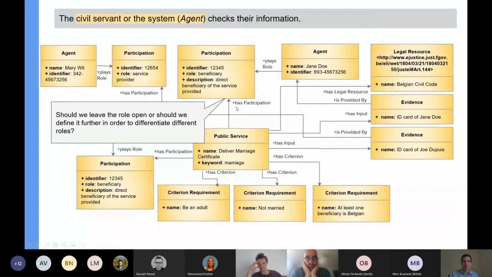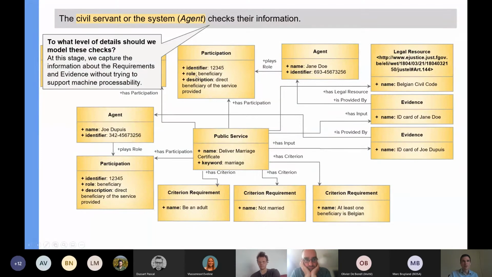We answered that question about the role. Here, one question we have is actually, to what level of detail should we model those checks? The fact that a machine can do it, or the fact that it's a human doing it? Looking at the evidence provided, looking at the information, and comparing it with the actual requirements. For example, if the law changes to 16 years old or 20 years old, who will do the check compared to the ID card?